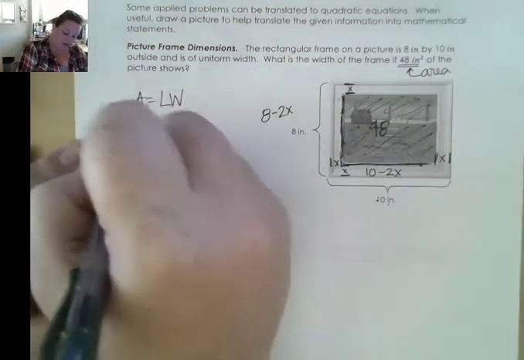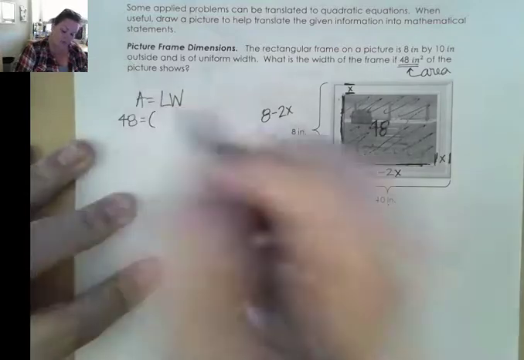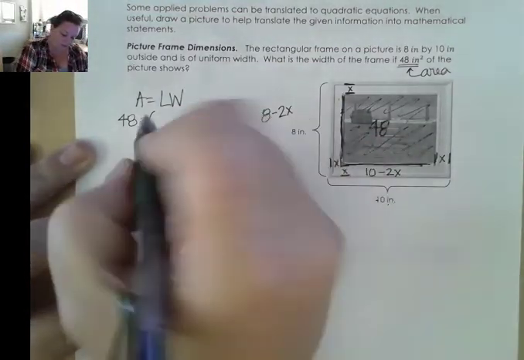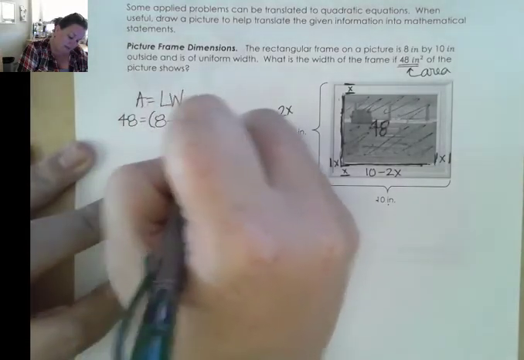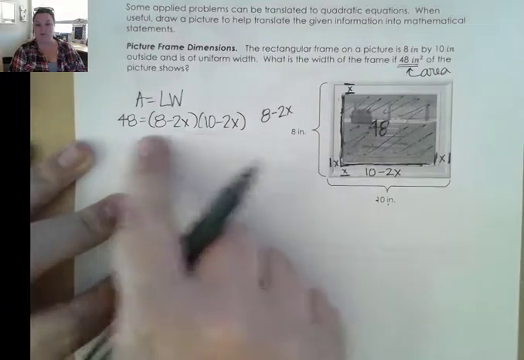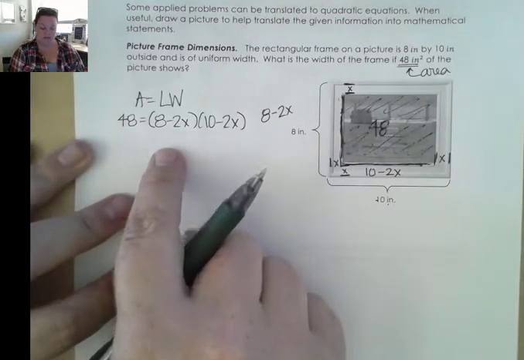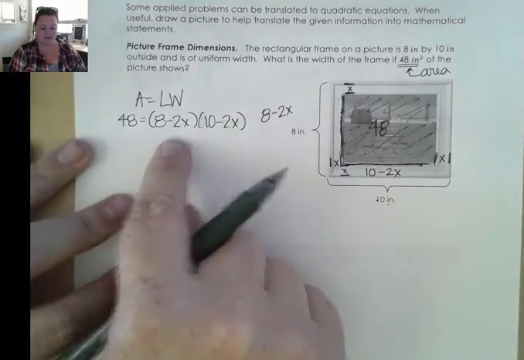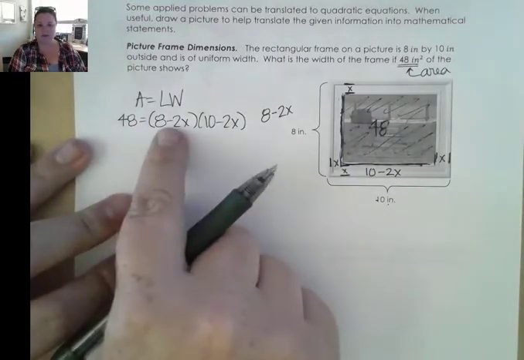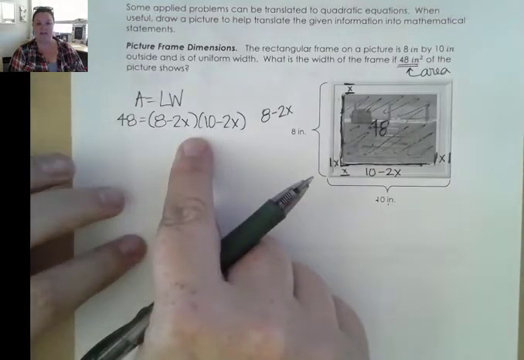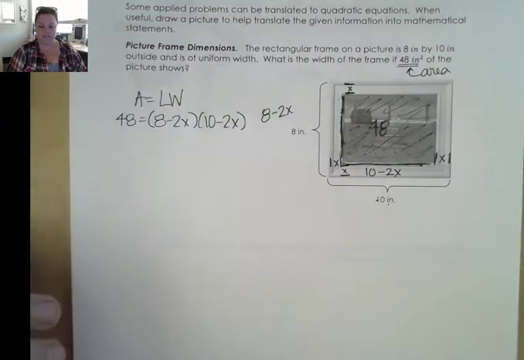So we take our area, which is 48, and we multiply the length and the width of our actual picture, which is 8 minus 2x times 10 minus 2x. And now this is something we should be able to work out and solve for x. Now we can't just solve each one equal to 48, right? That's not a thing. That's only a thing if it's equal to 0. So we're going to have to FOIL or distribute this all out so that we can move that 48 and get everything on one side so that it's equal to 0.